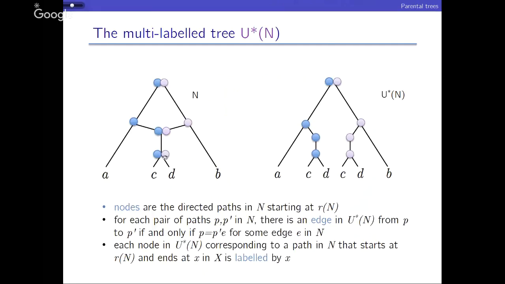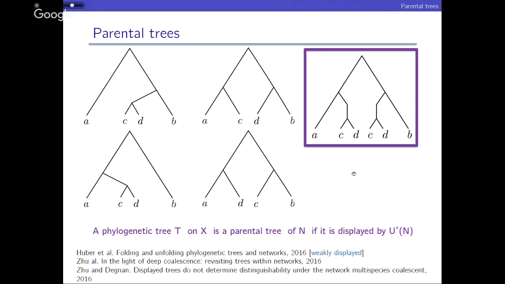So for example, to go to the cherry CD, we have either this path here or this path here, you see? And using this multi-label tree, which is multi-label because you see there are several times the same label, we can define the concept of a parental tree. A parental tree is a tree that is displayed by this unfolding of the network. They have also been called weakly displayed trees in another publication.